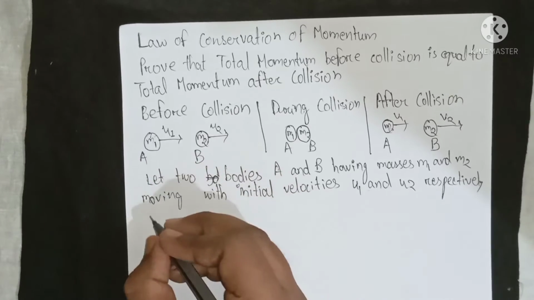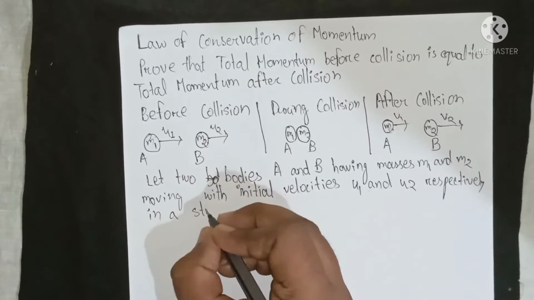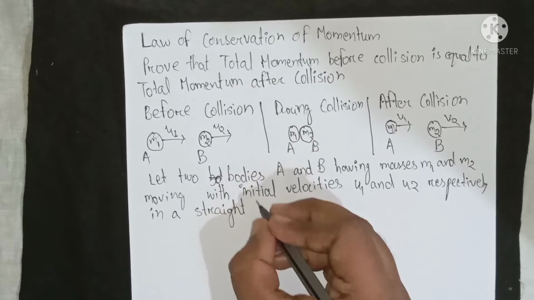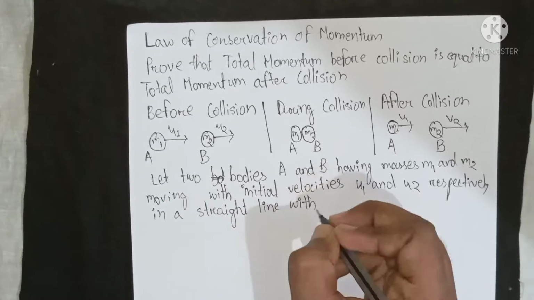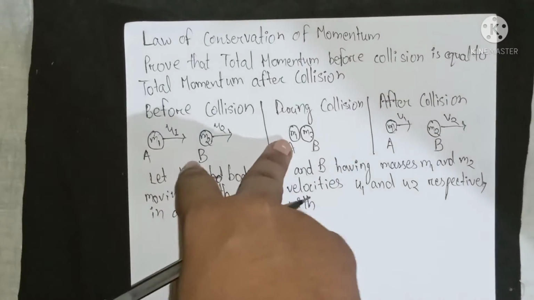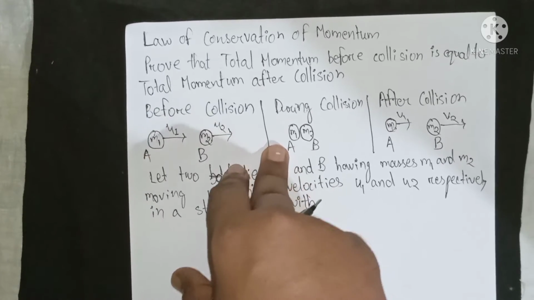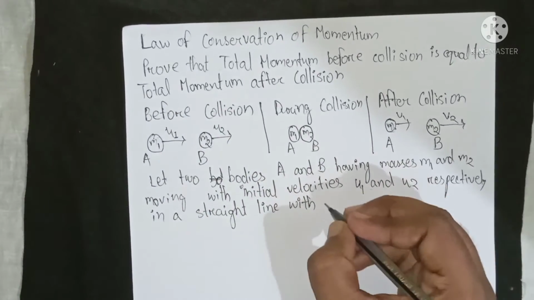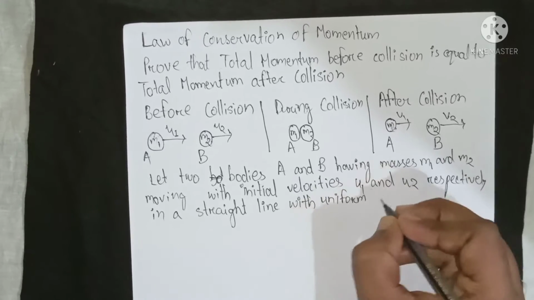In a straight line, because we are reading motion in a straight line in class 9, linear motion in 1D, one dimensional line with uniform speeds. Both are of uniform speeds, but the speed of A is greater than the speed of B, otherwise they will never collide in the future. That's some relativity. Uniform speeds.